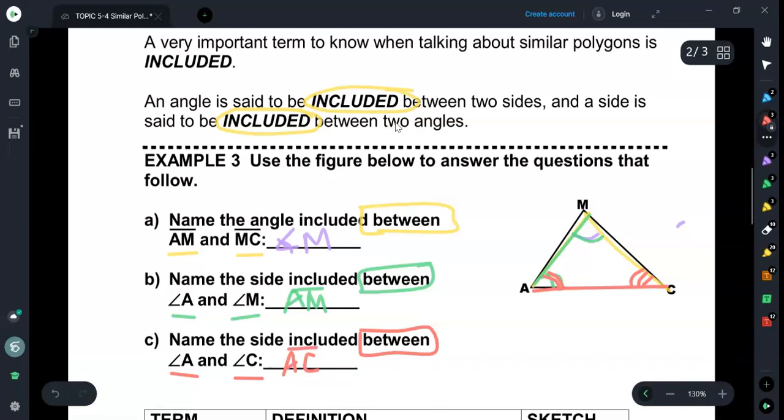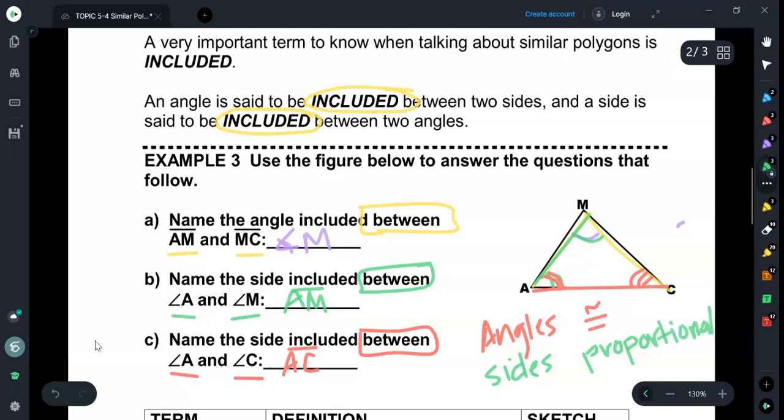So hopefully that helps you with the location of the pieces in similarity and how to actually match up the sides and the angles. And remember, angles are congruent, and I'm going to write this again. Angles are congruent, but sides are not necessarily congruent. They are proportional. And we will discuss proportional with the sides in the next video.